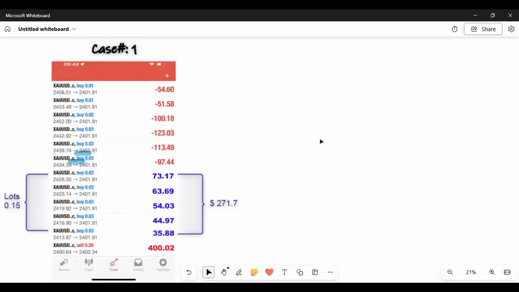Now if you look at our whiteboard, we have 0.15 lots and $271.7, and the edge leg is 0.28 with negative $402. You can even use your phone to grab it, so you can continue on the next page. So are we set to move back to the chart? Yes, sir. Okay, let's move back to the chart.